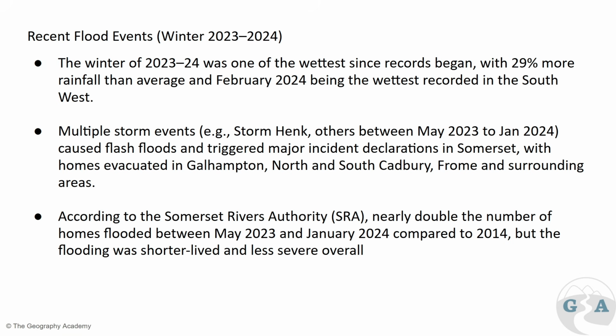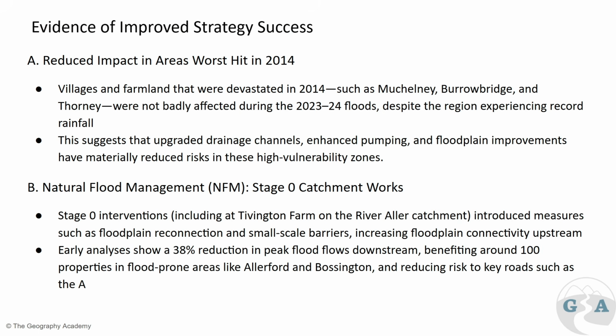Multiple storms coming through, same ideas, multiple causes of the flood there. So nearly double the number of homes flooded between May 2023 and January 2024 compared to that of 2014. But the flooding was shorter lived and less severe overall. So we've learned that things did actually change. It reduced the impacts in the areas worst hit in 2014, which is quite important. Some areas that had experienced extreme flooding did not this time around. So that's your kind of big evaluation to bring in and very key pieces of case study information.